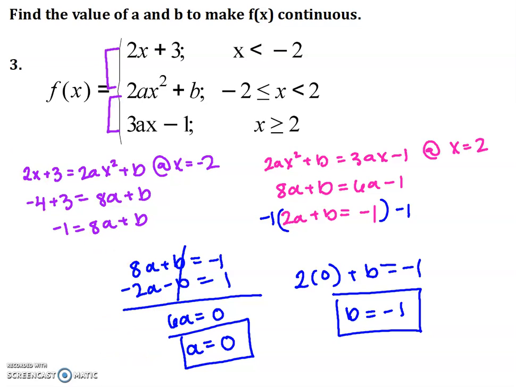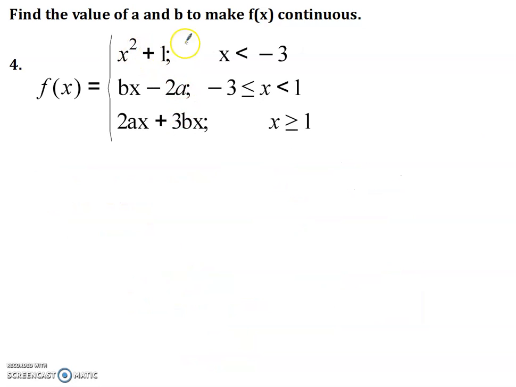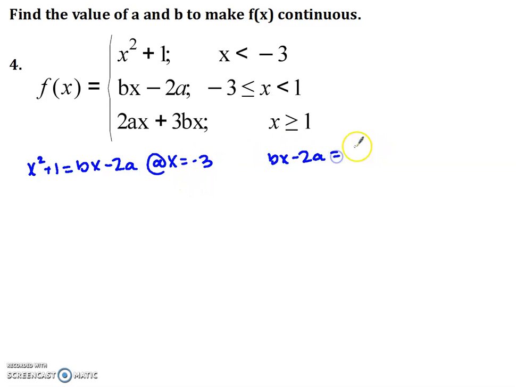Now let's go ahead and look at one more with the 3 parts. Okay. So the top 2 equations, they share the -3 in the inequality. So that means x squared plus 1 has to equal bx minus 2a at -3. Okay. Then the second 2 equations, they are going to have to be equal at x equals 1.